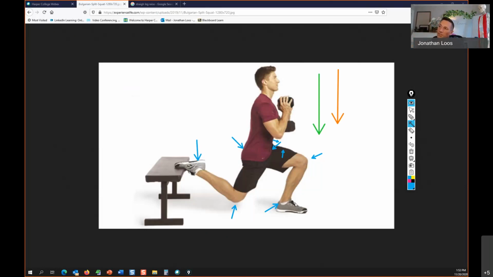Same thing here, you're seeing ankle dorsiflexion, but I don't need any extra force to bring me in this direction. Gravity is doing all the work on its own. It's these muscles here that are slowing me down, and those are the ankle plantar flexors, so the gastroc-soleus and the extrinsic toe muscles, working eccentrically.